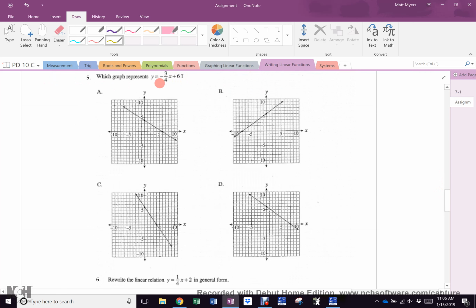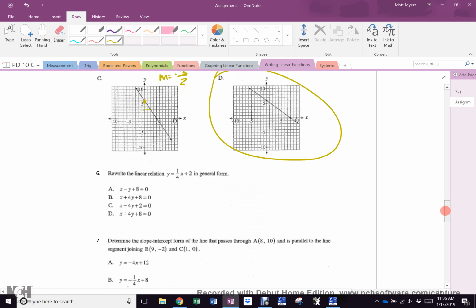Which graph is this? Negative slope. So it cannot be that one. It has to be one of these three. It has to go through positive 6, so it cannot be that one. That one goes through positive 6, down 1, 2, 3, over 2. That guy's got a slope of negative 3/2. This guy's got a slope of negative 3/4, so it's D.